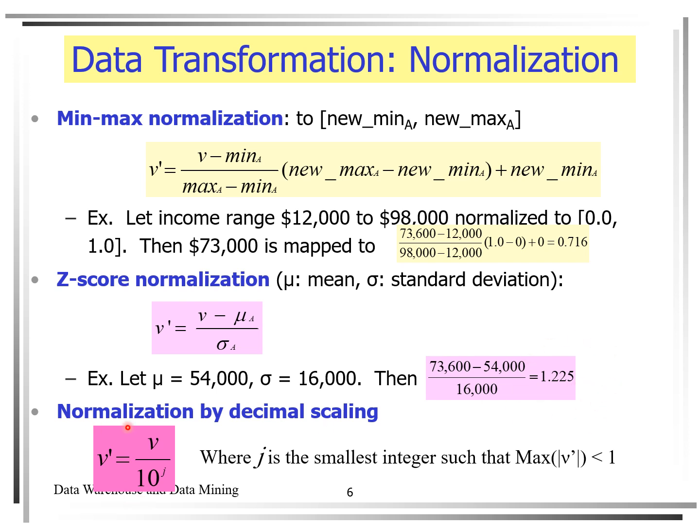1.225. Normalization by decimal scaling is actually dividing V by 10 to the power j, and what j is will depend on the value of V. So if V is between 0 and 10, dividing by 10, you will get a decimal number. But if the value is between 0 and 100, in this case, you'll have to divide it by 100 to get a decimal value. So we want the value to be less than 1. We want it to be a decimal value. That's how j is determined.